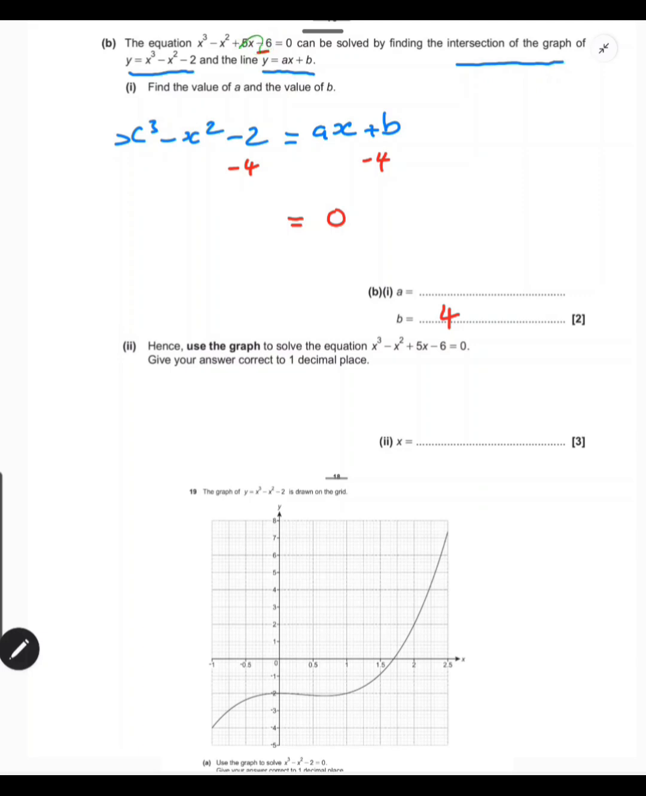If we look at what else they've got, a plus 5x and we don't have any x terms. So they must have added 5x, meaning to get this to 0, this must have been minus 5x. So a must have been minus 5. This other straight line that they're looking at must have been y equals, a is minus 5 and b is 4.